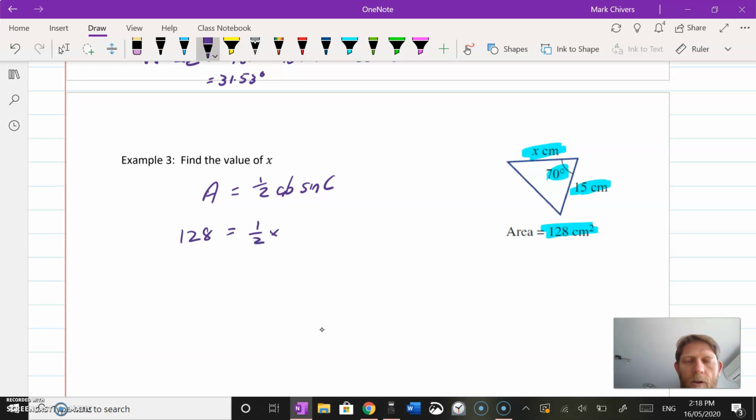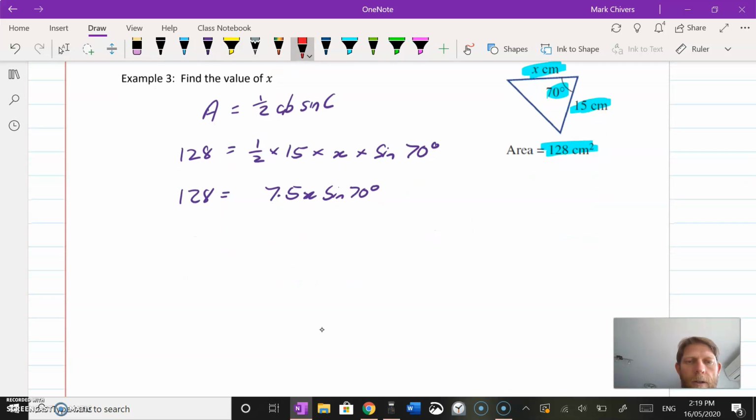We know it's a half times 15 times x times sine of 70 degrees. So essentially what I've got is 128 equals, well, half of 15 would be 7.5, so 7.5x sine 70 degrees. Now if I divide this side by 7.5 sine 70 degrees, that's going to cancel out with that, and I'll just be left with x, but obviously whatever I do to one side, I have to do to the other.